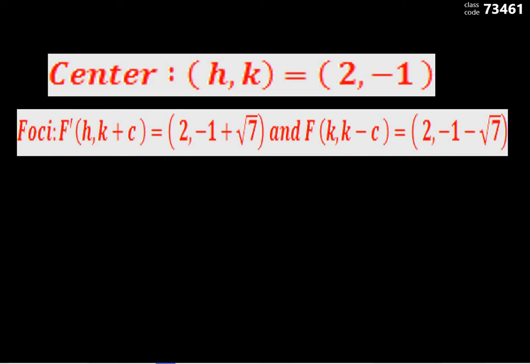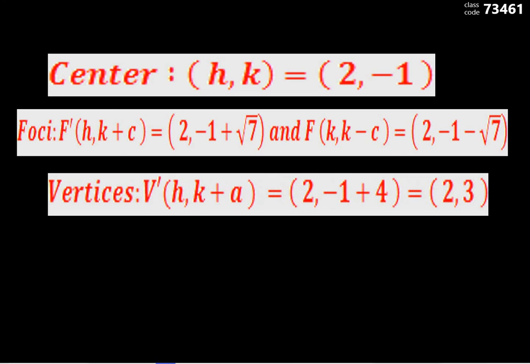The foci: the first focus is (h, k + c), which is (2, -1 + square root of 7). And the second focus is k minus c, so we have (2, -1 minus square root of 7).